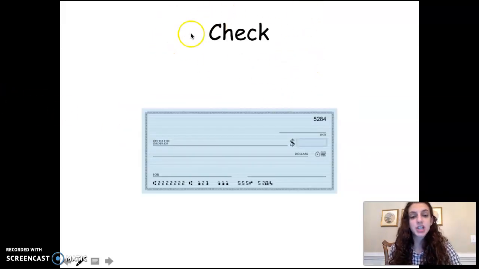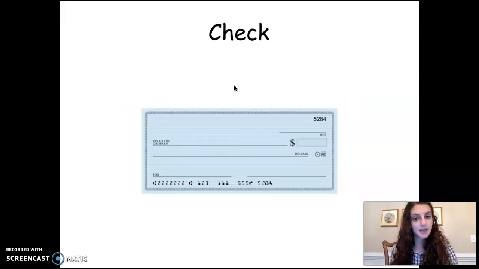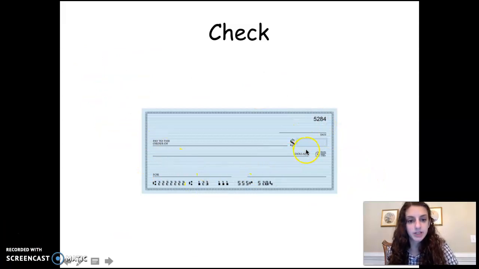This is a check. A check and a money order are very similar. They are almost the same, except with a check, the money comes out of a bank account. You can fill out the date, the amount of money you wish to pay, who you wish to pay it to, and then you sign your name.